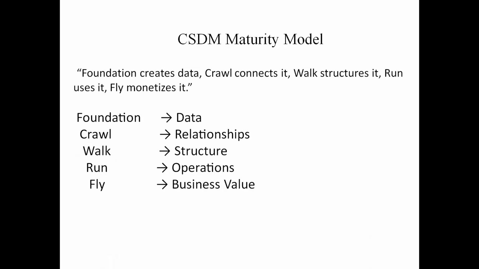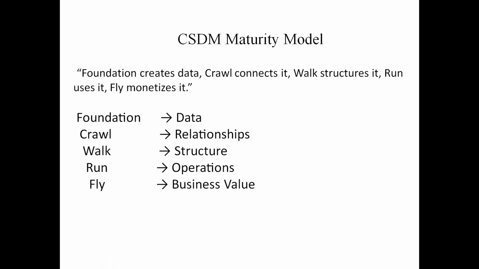Here, we can simply conclude: foundation creates data, crawl connects it, walk structures it, run uses it, and fly generates business value. It means foundation is the data, crawl is the relationship, walk is the structure, run is the operations, and fly is the business tool.